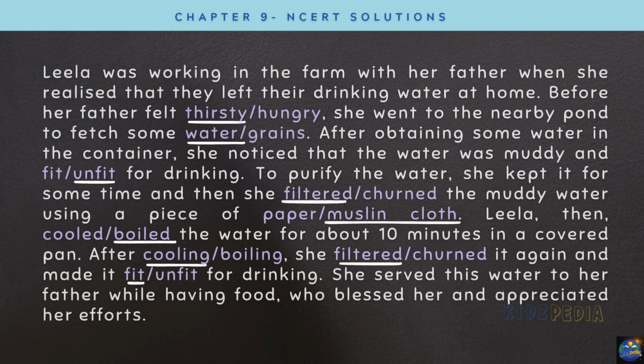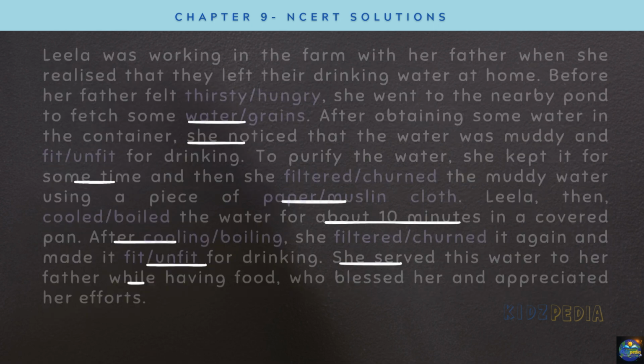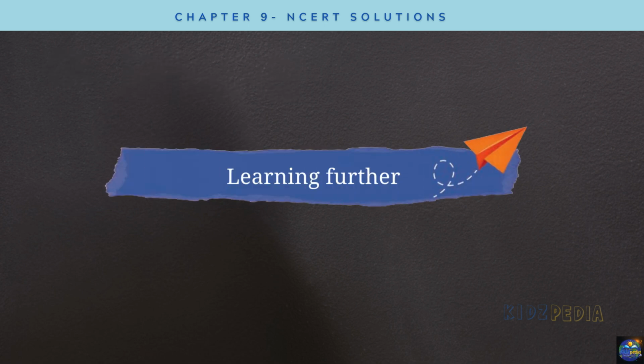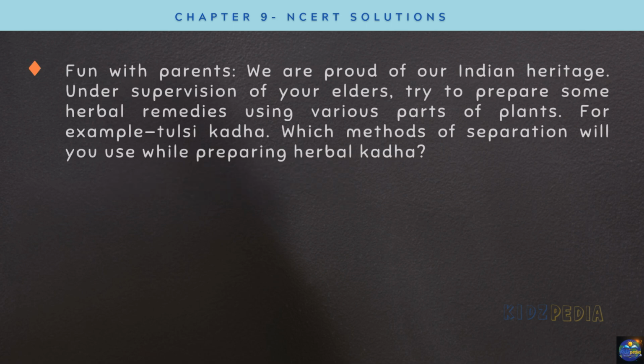The story teaches us that methods like settling, filtration and boiling can make water safe to drink. And you can write a suitable title for the story of your choice. Now in the section Learning Further, we have some interesting activities that will help you explore the topic better. First one, fun with parents.